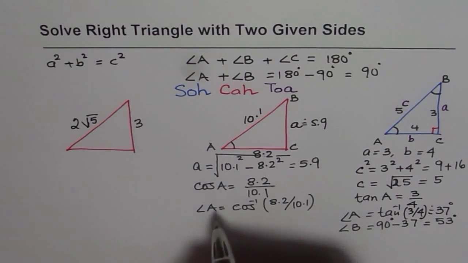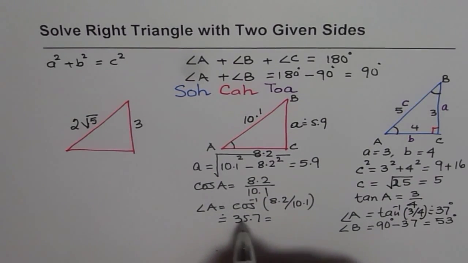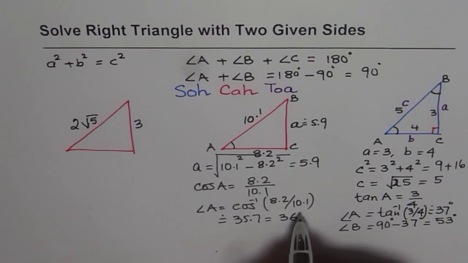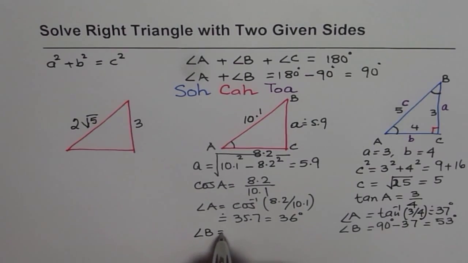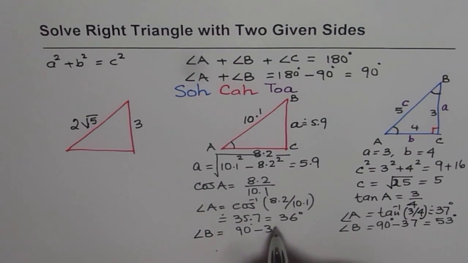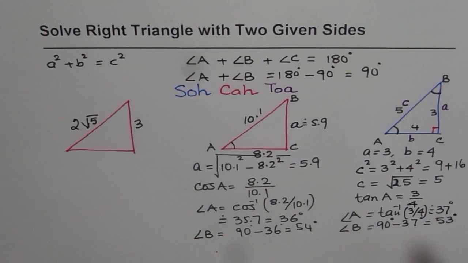35.7. So we'll again round it to a whole number. We are rounding 35.7 to 36 degrees. So in this case, we get angle A as 36 degrees. So what is going to be angle B? Of course, angle B will be 90 degrees minus 36 degrees, right? So you can take away, and you get 54 degrees this time. Okay, so that is what we get.